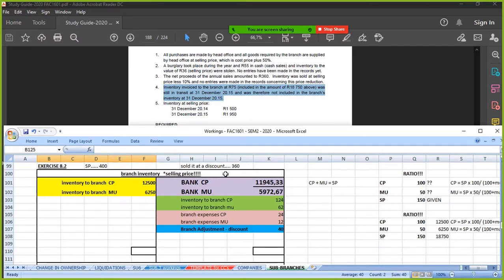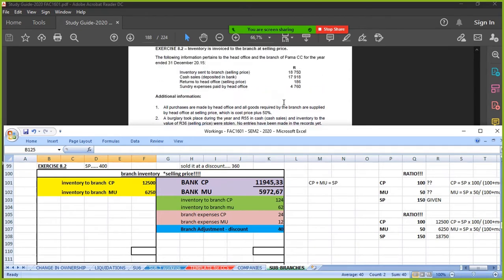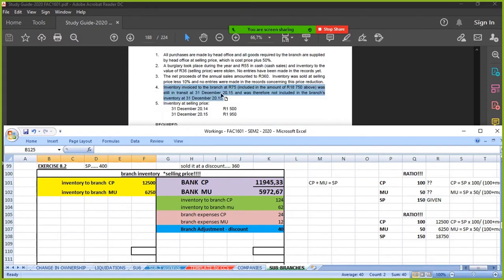Okay, inventory invoiced to the branch at 75 included in the amount of 1875. Okay, what is the 1875? Inventory sent to the branch. Okay, fine, it's this amount. Inventory sent to the branch. So now I know that this was inventory sent to the branch and they said that 75 was included. Fine. Was still in transit. Okay, here's that note about goods in transit. And was therefore not included in the branch's inventory.